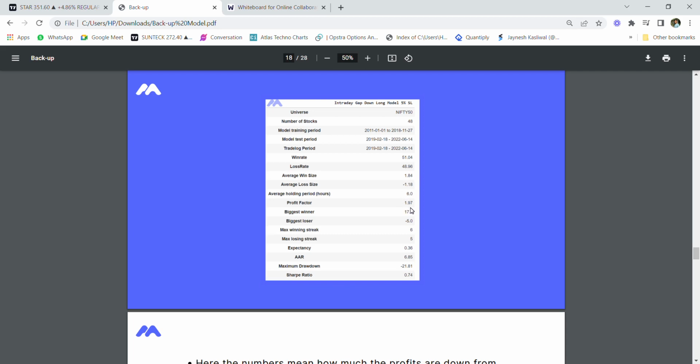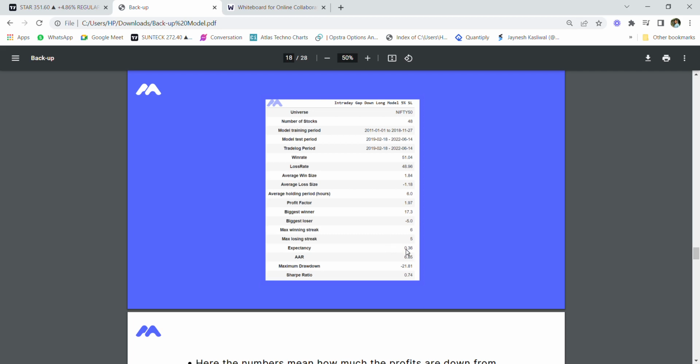The profit factor is 1.97. The biggest winner is 17.3. 17.3 basically means on a particular day we made around 17,300 rupees on a capital of 1 lakh. And the biggest loser is basically 5% SL, that is minus 5,000. Right. So the expectancy is 0.36.